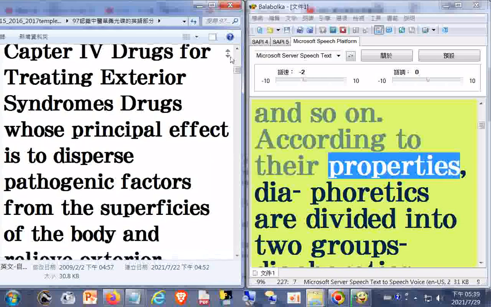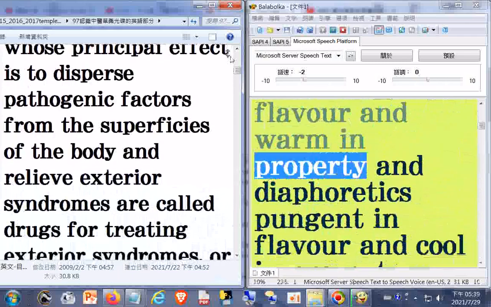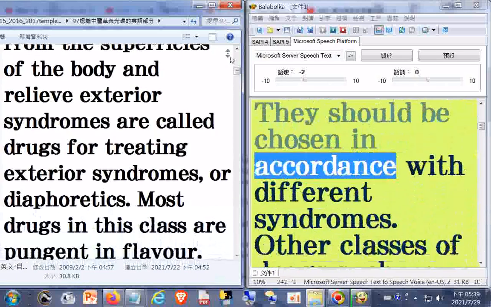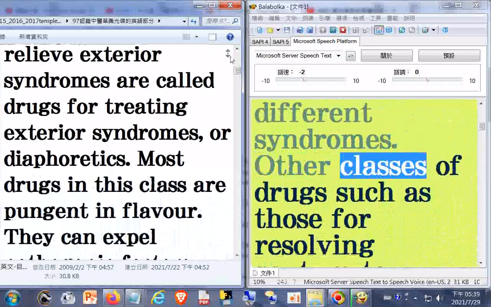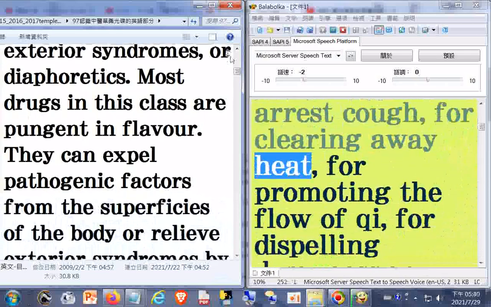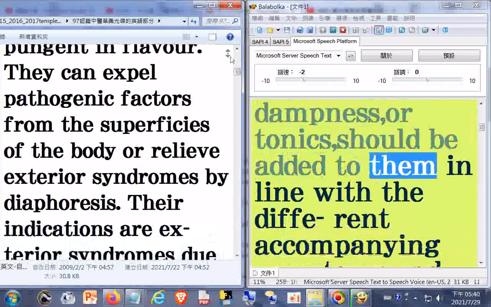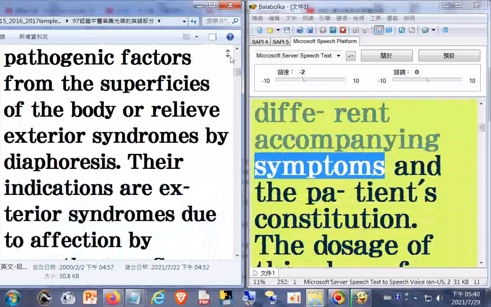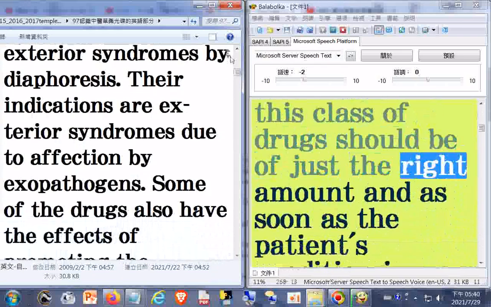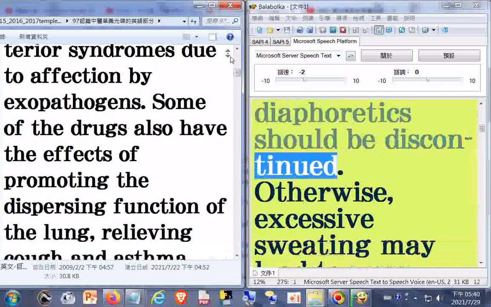According to their properties, diaphoretics are divided into two groups: diaphoretics pungent in flavor and warm in property, and diaphoretics pungent in flavor and cool in property. They should be chosen in accordance with different syndromes. Other classes of drugs, such as those for resolving sputum to arrest cough, for clearing away heat, for promoting the flow of qi, for dispelling dampness, or tonics, should be added to them in line with the different accompanying symptoms and the patient's constitution. The dosage of this class of drugs should be of just the right amount, and as soon as the patient's condition is better, diaphoretics should be discontinued.